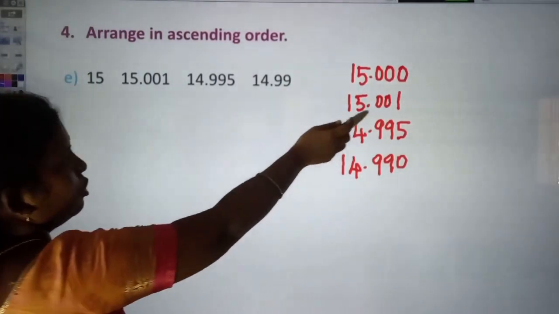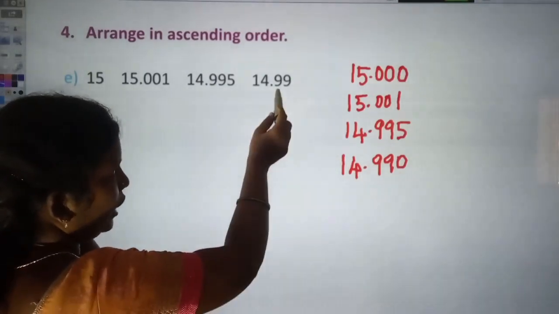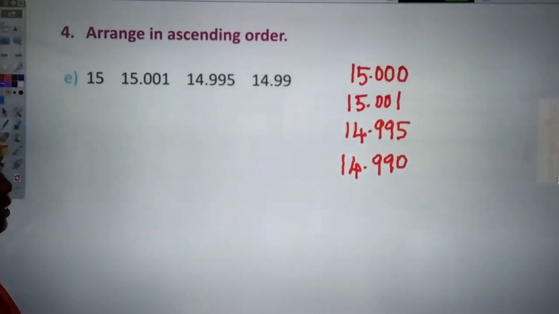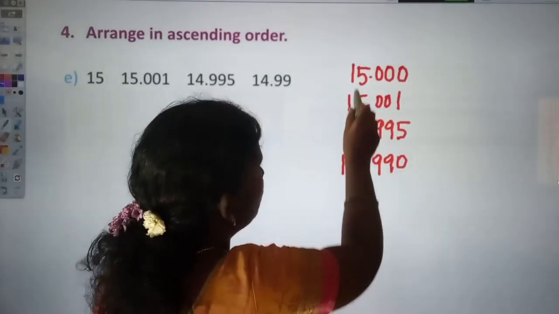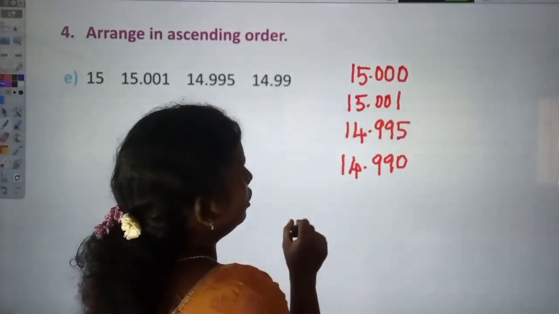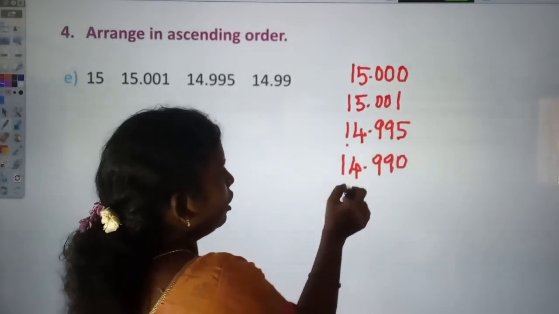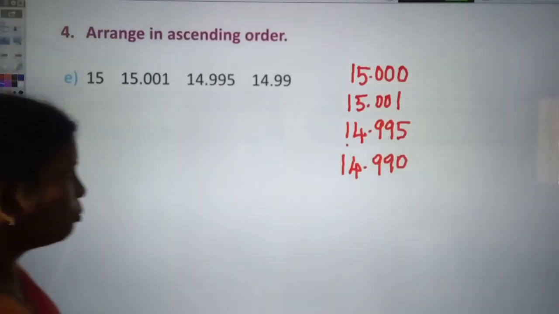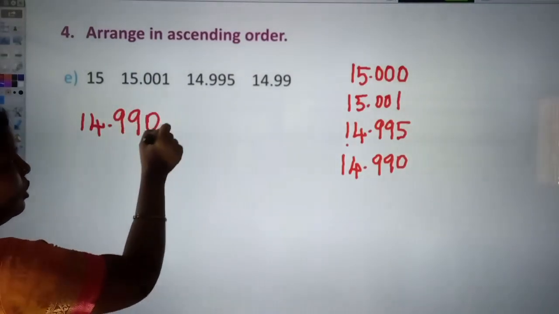Next, 15.001. Next 14.995. Here 14.99 is given, but we are adding 0 to make it a like decimal. Then we write the smaller number first. Which one is the smallest number? See, 15 is there for these two numbers, 14 is here for these two numbers. So we have to consider these two 14s. Here 14.995 and 14.990. Which is smaller? 14.990 is the smallest number.